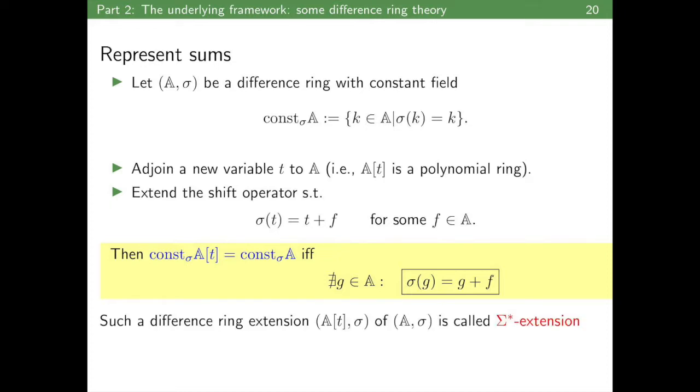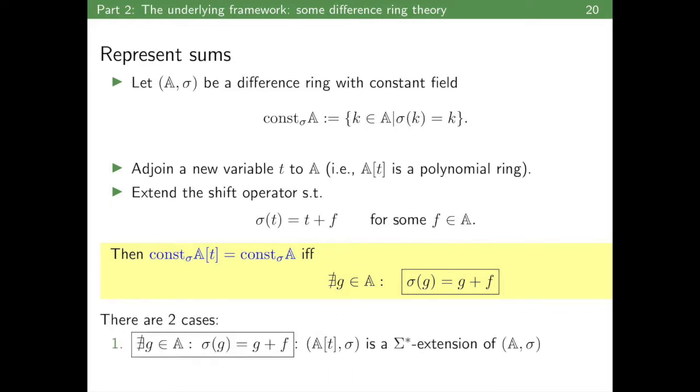And such a difference ring extension, so we extended the ring and we extended the ring automorphism accordingly, is called a sigma extension. So here I follow the terminology of Michael Karr. He called it sigma extension. Okay? And this has now a nice feature. There are two cases. There does not exist a g such that this difference equation holds. Then I know it's a sigma extension, and the constants are not extended. So if I fail to find a g, then I can do the extension.